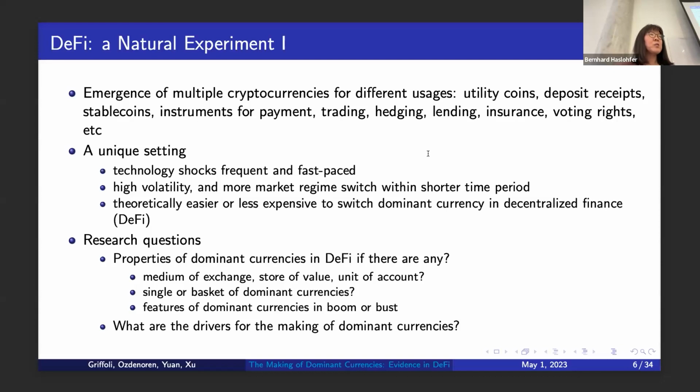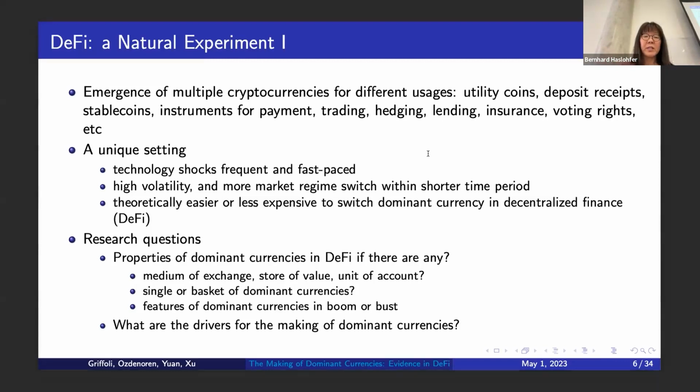To examine its properties, we examine from the perspective of how well a currency performs the typical roles of money. 3 roles, that's the traditional 3 roles: medium of exchange, store of value, unit of account. So we try to look at the function of each dominant currency from these 3 perspectives. And we look at whether there's only one or a basket of dominant currencies, whether there will be frequent regime switches among all these dominant currencies, and what are the features of dominant currency in boom or bust. So there are other properties. And we also want to see, to make a currency dominant, what are the potential drivers. So that's basically the research question.